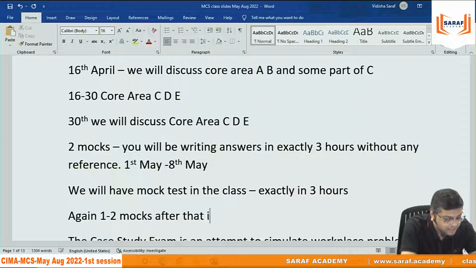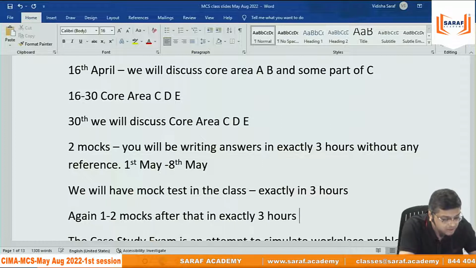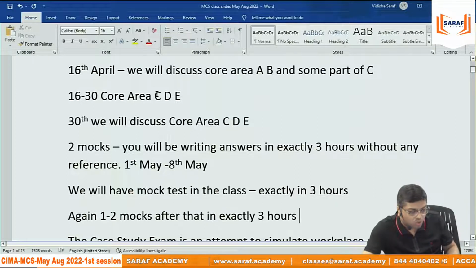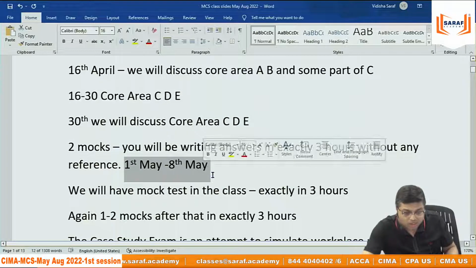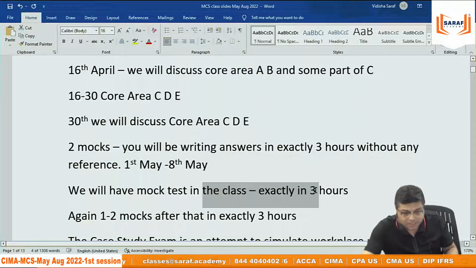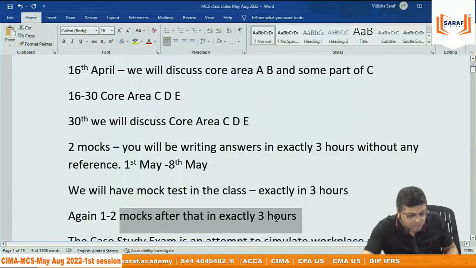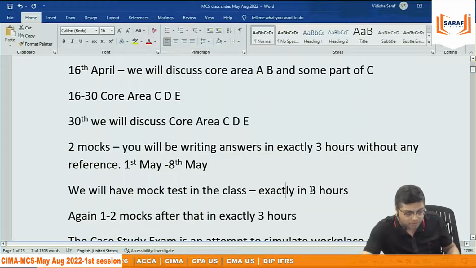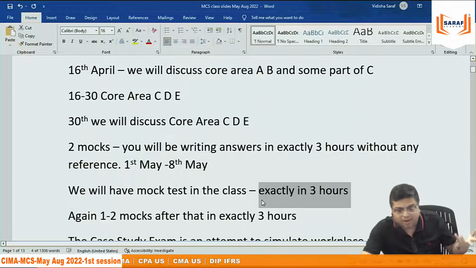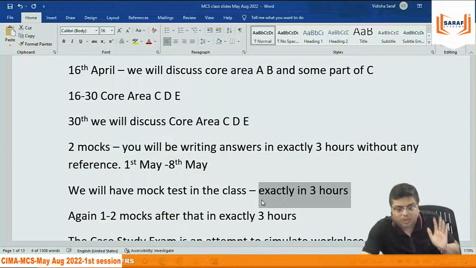After that, in exactly 3 hours. Up till now, core area A, B, C, D, E, 5. Then there is 2 mock 7. Then there is 1 class mock 8. These last 1 or 2 mocks, I will not be checking your answer, because up till now you have already developed everything and I have given you everything where you need to improve.